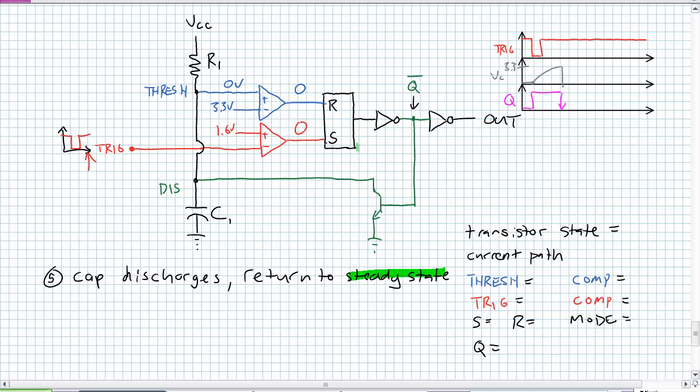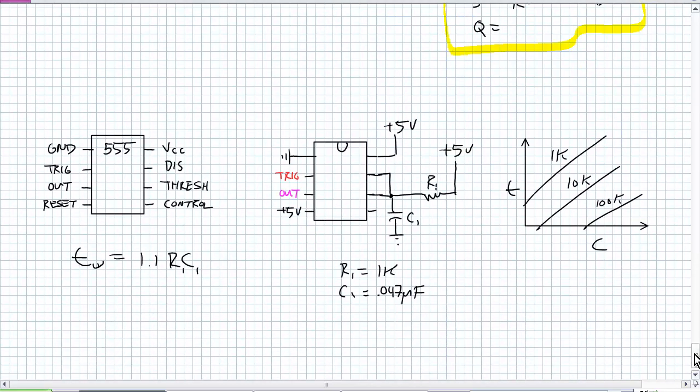So it may take a couple of times to review the steps and procedures of how all these components interact. But notice what I've done here is kind of give you this cheat sheet. Through every single one of those stages, you should be able to answer the following questions. The transistor state: is it closed or open? Where's the current path? What's my threshold input? What's the output for that comparator? What's my trigger input? What's the output for that comparator? What's my set command? What's my reset command? Given those sets and resets, what's my mode? And how does Q behave given that?